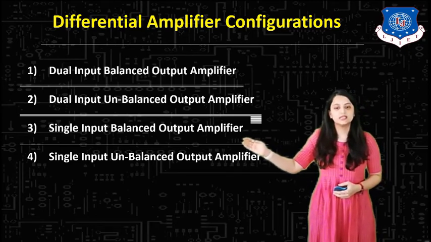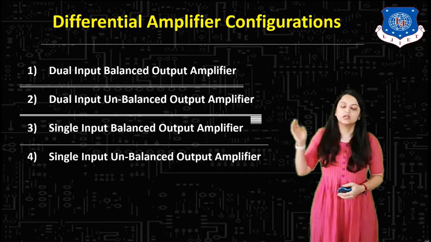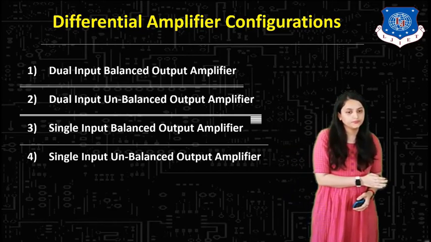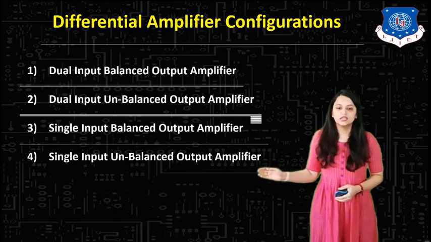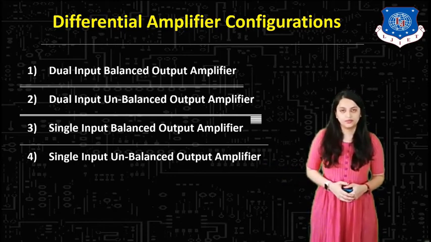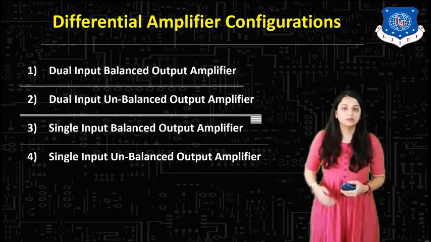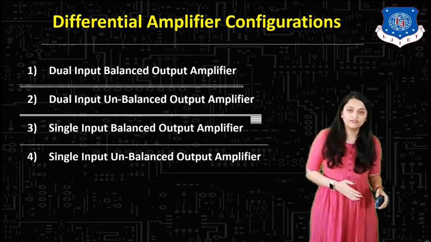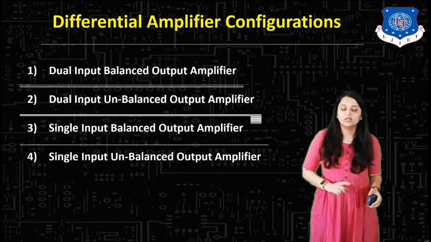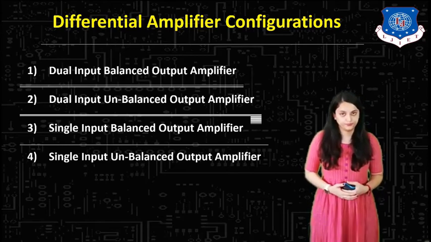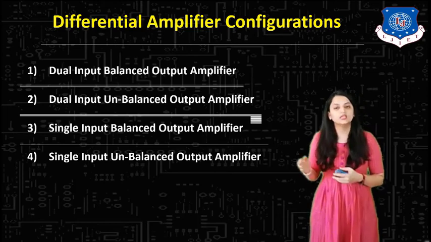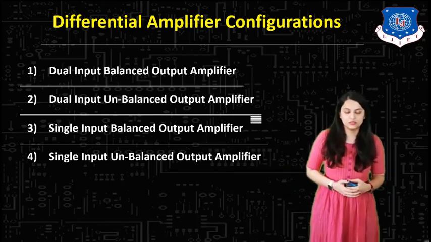Third one is single input balanced output. That means the number of inputs will be equal to 1 and the number of outputs will be equal to 1. Next is single input unbalanced output amplifier. That means it will have 1 input, but as it is unbalanced, it will not have 1 output. Instead, it will have 2 outputs. So these are the 4 differential amplifier configurations based on the number of inputs and output parameters.